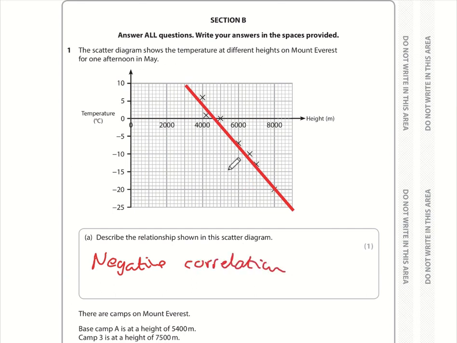And we could put this into context as well. The higher we are on Mount Everest, the lower the temperature. As we increase in height, we decrease in temperature. So it might be worth just putting that into context as well, rather than simply saying it's negative correlation. But it's only 1 mark, I'm sure negative correlation on its own will be fine.